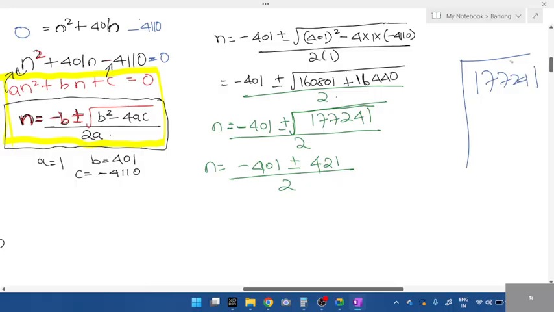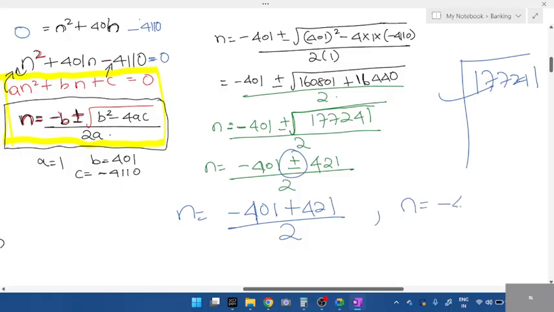This part we'll do tomorrow. For now, direct answer. Now n is equal to minus 401. We have plus and minus, students, so we are going to split this into two parts: minus 401 plus 421 divided by 2. For plus, we take this value. Next, n is equal to minus 401 minus 421 divided by 2.